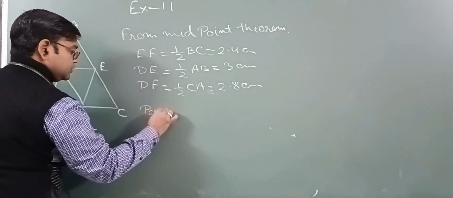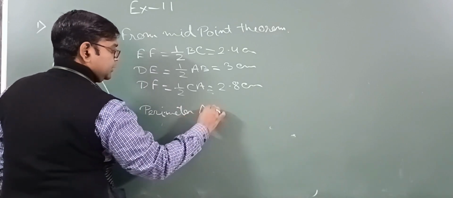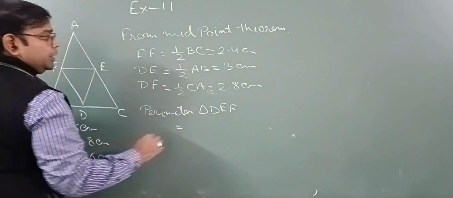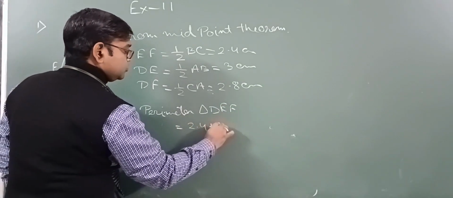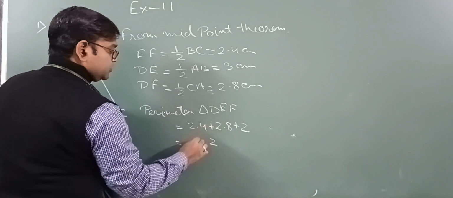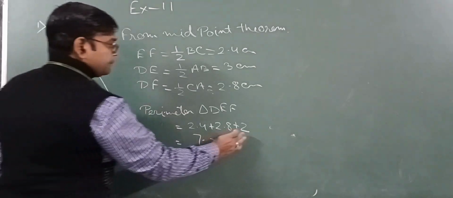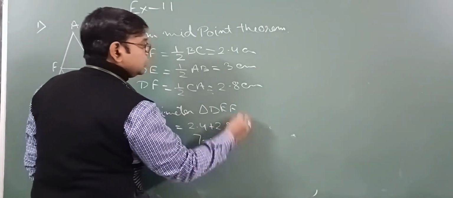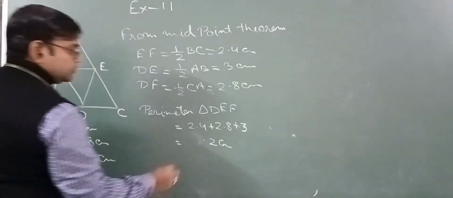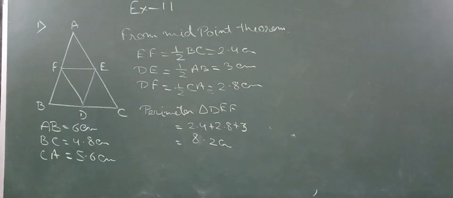So the perimeter of triangle DEF equals 2.4 plus 2.8 plus 3. Adding: 8, 4, 12, 2, 1 carry, 2, 4, 6, 1, 7.2 centimeter. This is the answer. No, wait, it's 3, this is your 3. So it's 8.2 centimeter. This is the answer of the very first question.